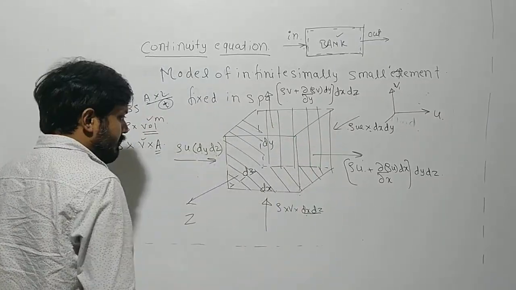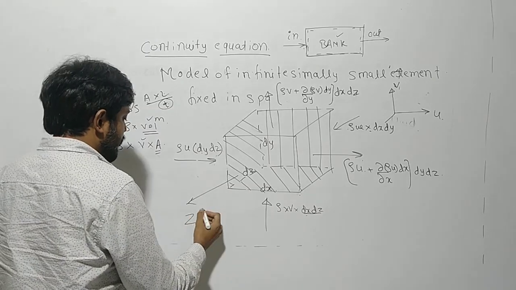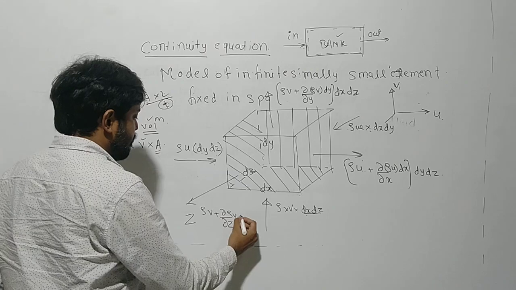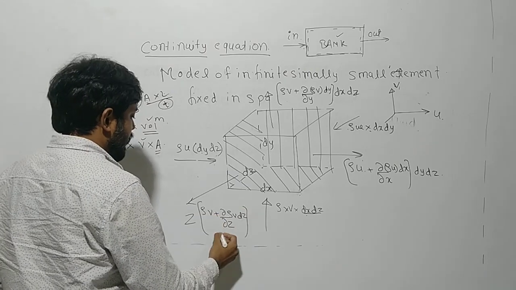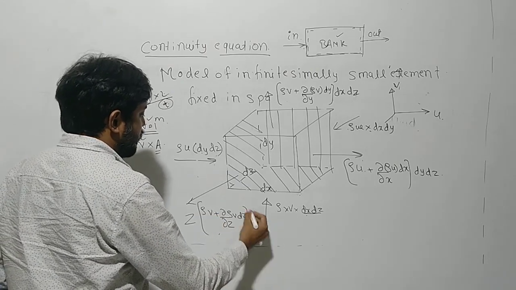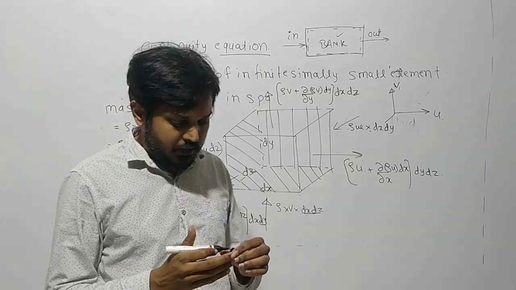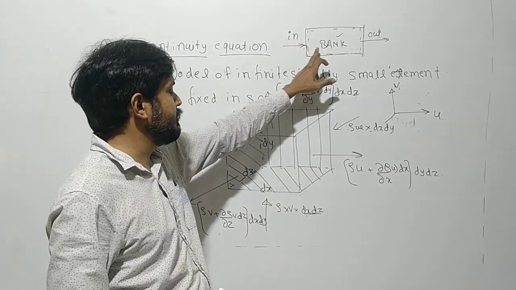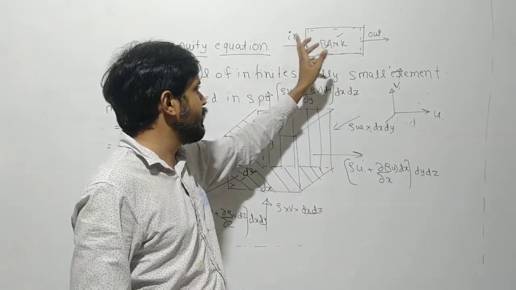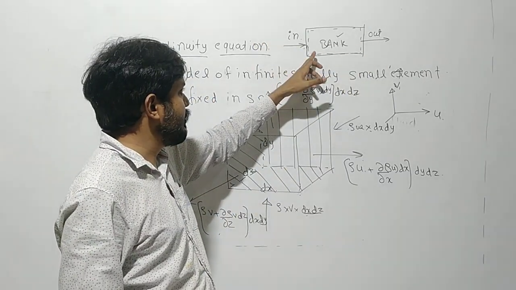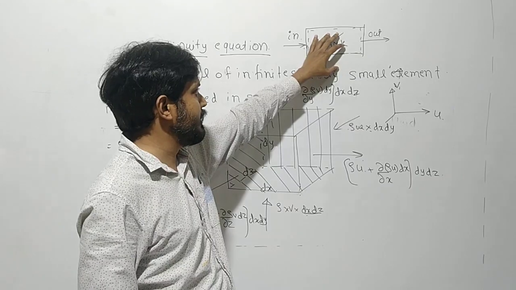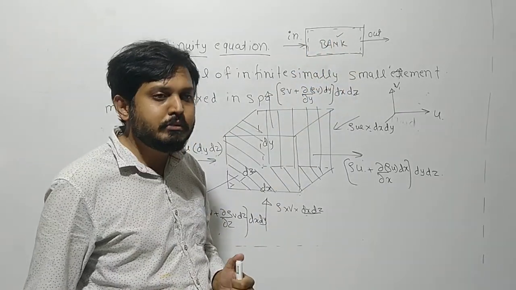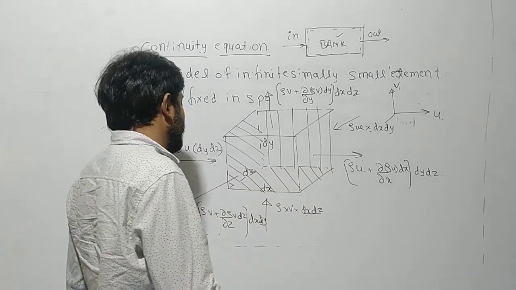Okay, and similarly for the outlet in the z direction, there will be a Taylor series: del by del z of rho v dz, and then dx dy. So this is all about the inlet and outlet. Just like your bank, you are withdrawing some amount and depositing some amount, and there will be some interest rate inside this bank. This will be the net change inside the bank. So in this way there will be a conservation of mass principle here also.